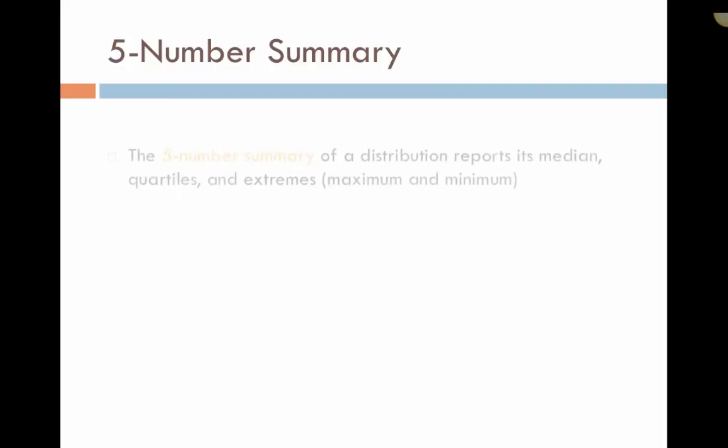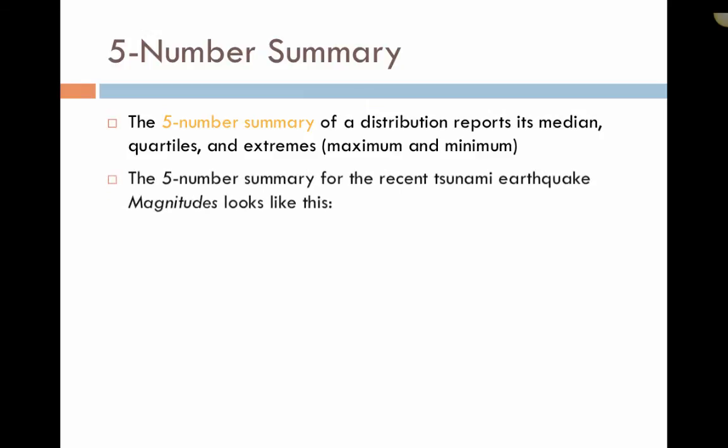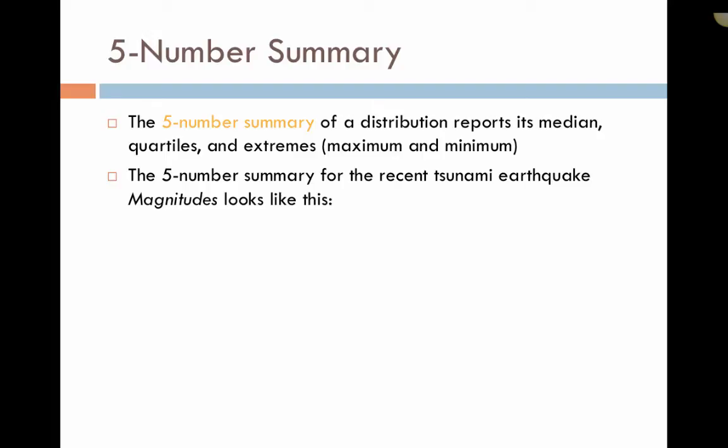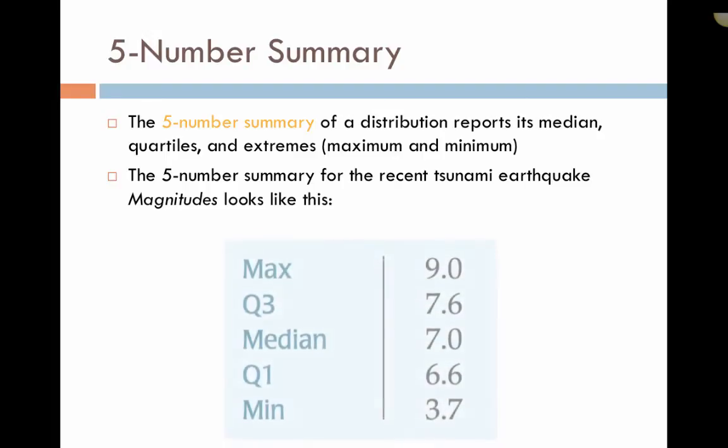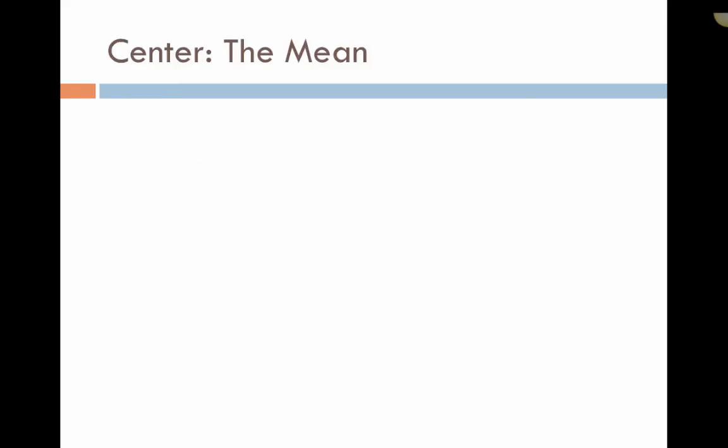This leads to the 5-number summary, which reports the median, the quartiles, and our extreme values. So for recent tsunami earthquake magnitudes, the 5-number summary is your maximum, your Q3, your median, your Q1, and your minimum. And these are the values of that histogram on the previous slide. As you can see, Q3 is 7.6, Q1 is 6.6, so when we subtract these, we end up with an IQR of 1.